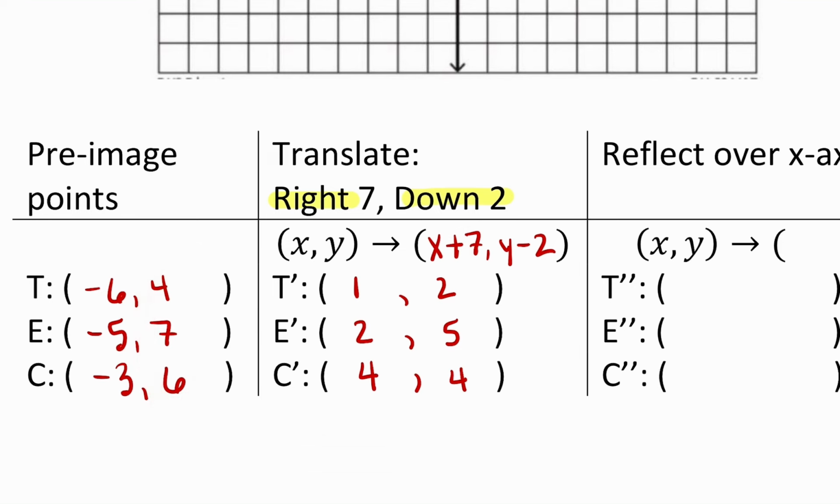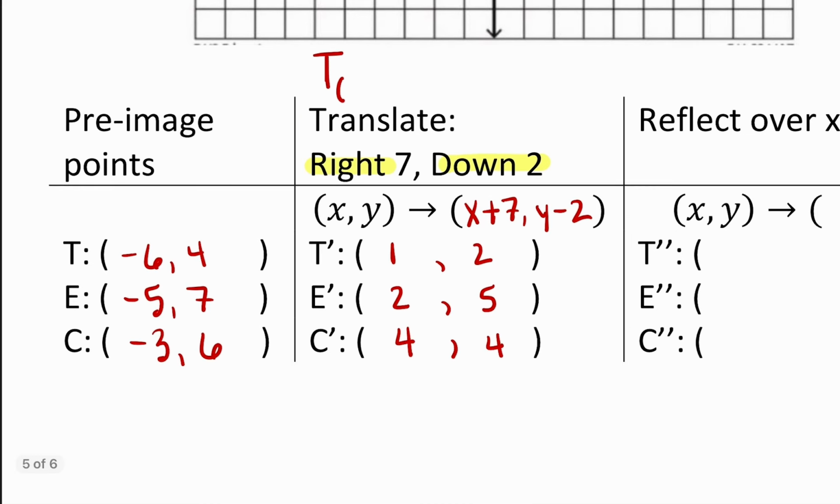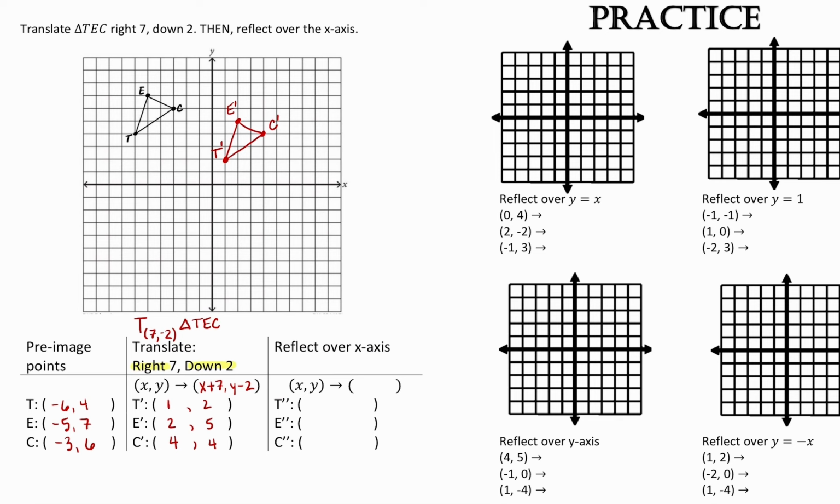The one other thing that I want you guys to do is write out the rule. So if you look back at your translations page, we have T, and then what is happening? So we're adding 7 to x, so we would put +7, comma, -2, because we are subtracting 2. Close parentheses, and we're doing that to triangle TEC. That's the first step. So now we have to also reflect over the x-axis.